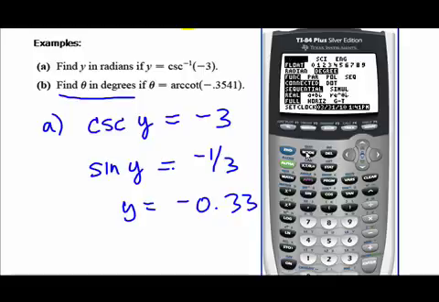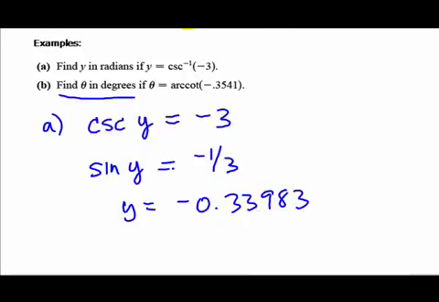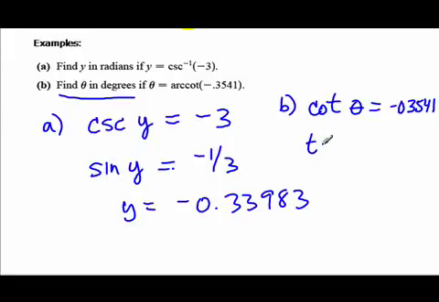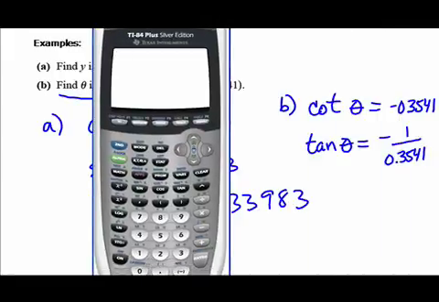Okay. And again, we'll put this in perspective of the reciprocal. B is asking us to find what angle has a cotangent. Cotangent of what angle is negative 0.3541. Take the reciprocal of both sides. The reciprocal of cotangent is tangent. And on the right-hand side, the reciprocal would be negative 1 over that decimal, 0.3541. Okay? So, calculator. What angle has a tangent of negative 1 divided by 0.3541? And we get negative 70.5 degrees.